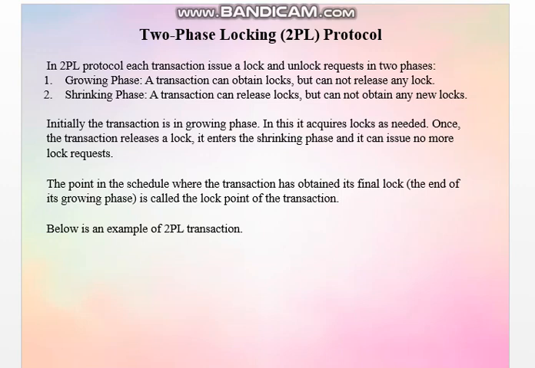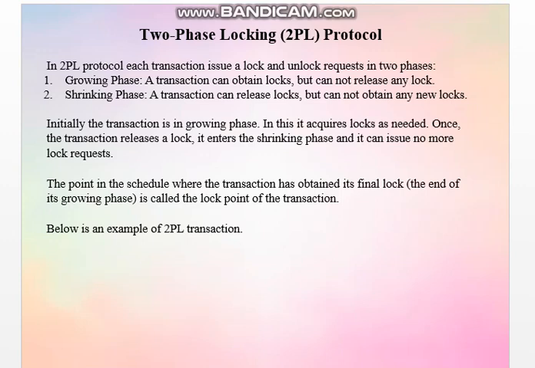And now why two-phase locking protocol or 2PL? It is called 2PL because this protocol has two phases. That's why it is called two-phase locking protocol. Now what are these two phases? Number one is the growing phase, number two is the shrinking phase. A growing phase is a phase where a transaction can obtain a lock but it cannot release any lock.